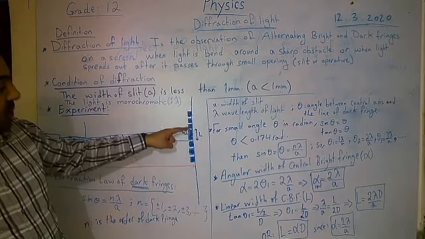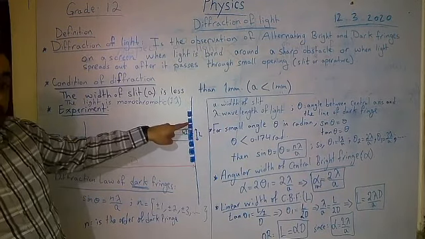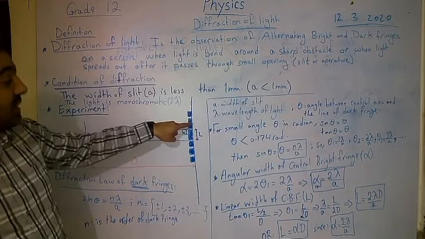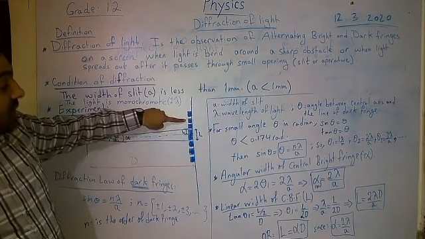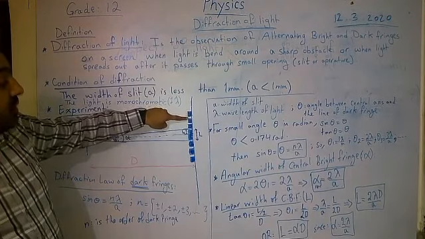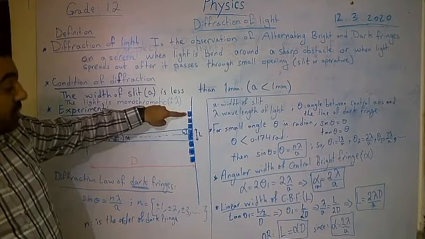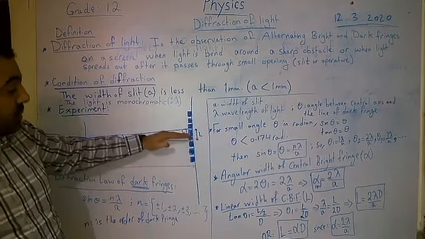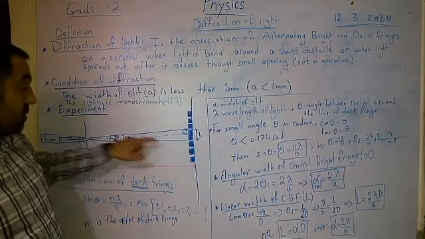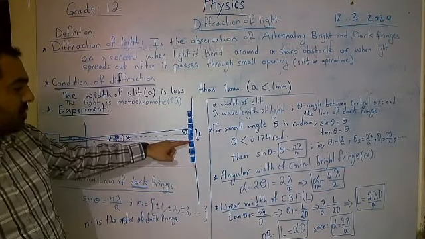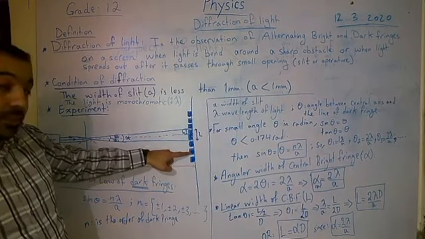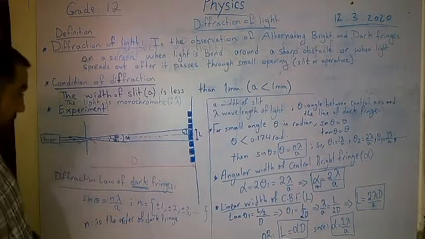Then we have the first dark fringe, first bright fringe, second dark fringe, second bright fringe, third dark fringe, and third bright fringe. The same is below the central axis. This is called the central axis. Also below we have first dark, first bright, second dark, second bright, and so on.